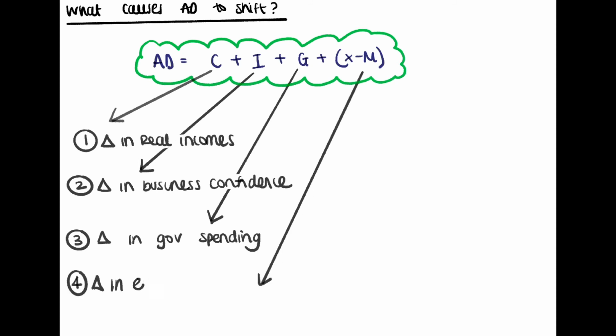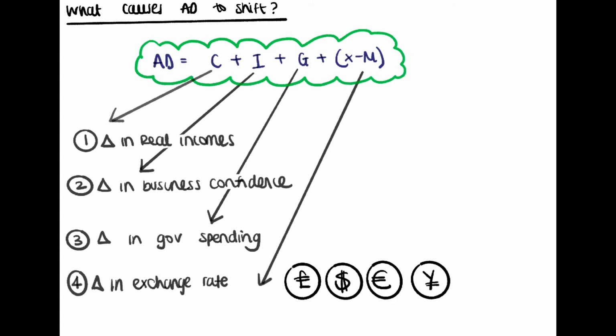If government spending increased, this would cause aggregate demand to shift to the right. And finally, if there was a change in the exchange rate, which weakened the pound, this would make imports more expensive and exports cheaper. So we would see the aggregate demand curve shift to the right. This is shown in the graph in the next slide.